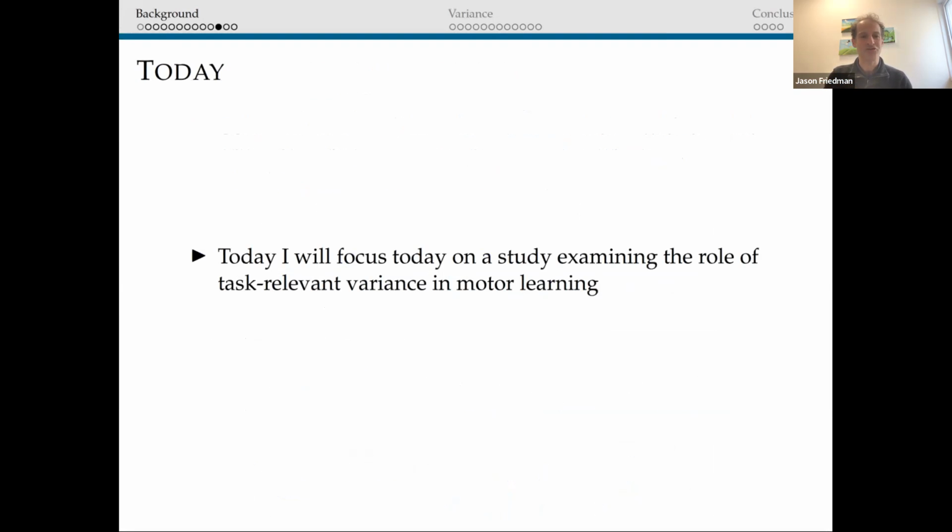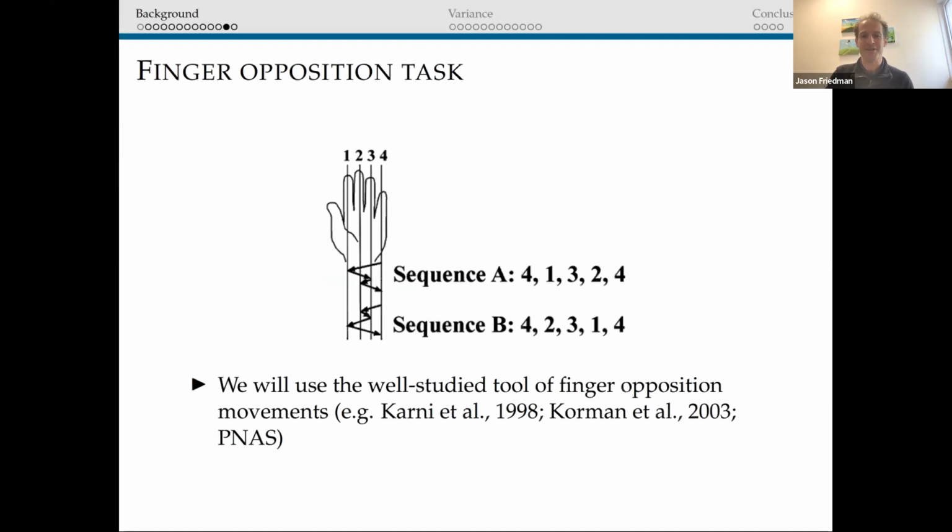So the study I want to talk to you about today is a study looking at the role of task-relevant variance in motor learning. I'm surprised that no one actually in this session has presented this exact task yet, but I know Avikani talked about it yesterday in his talk. For any of you who are not familiar, the finger opposition task is where you have to touch the thumb to one of the fingers in a particular sequence.